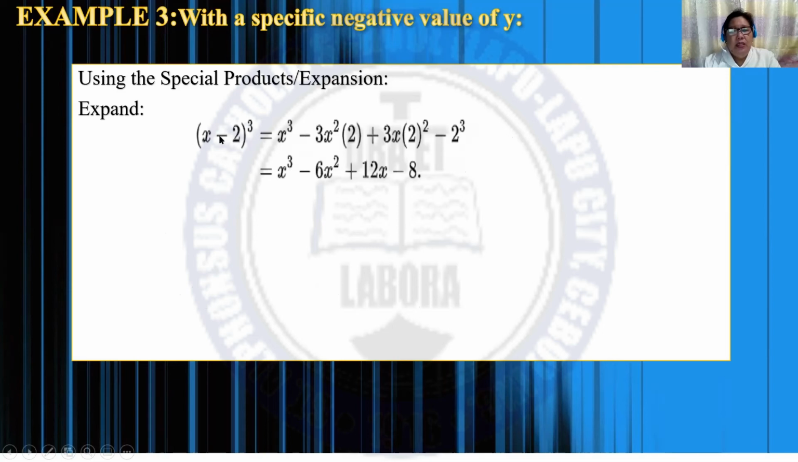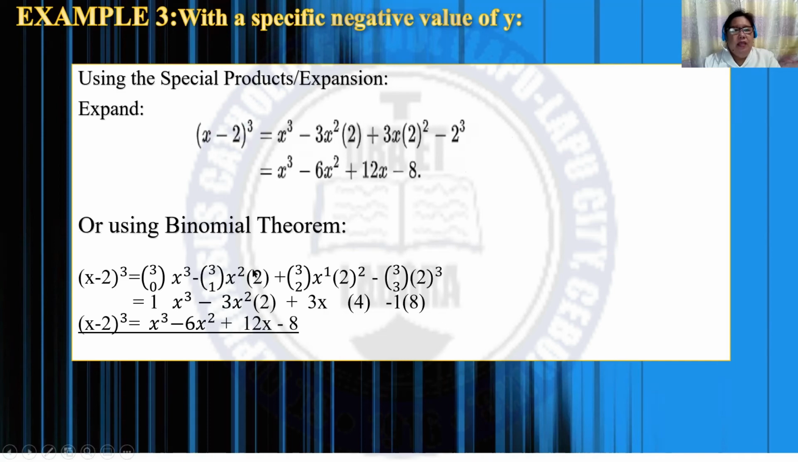And when you're given the cube of the difference of x and 2, the terms of the answer are the same. They differ only with the signs. The signs are alternating. So the first term is positive, then followed by a negative, then positive, then negative. And using the binomial theorem, it will give you the same answer. Again, they differ only with the signs. Positive, negative, positive, negative. Because the cube of negative 2 is simply negative 8.